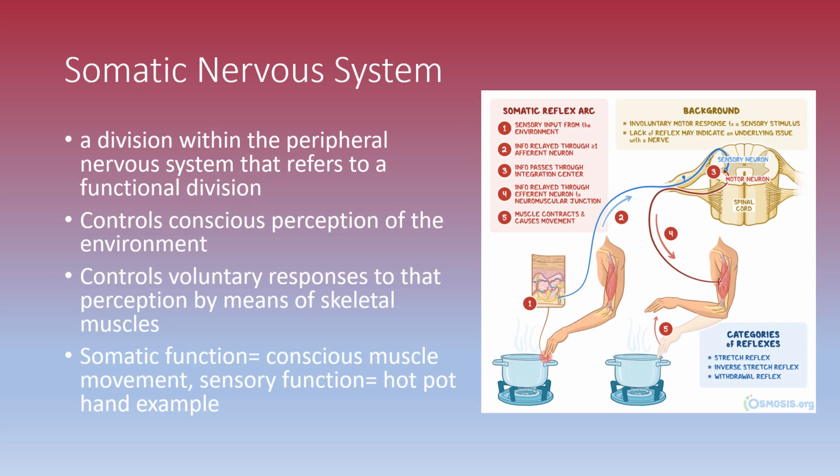The somatic nervous system is a division within the peripheral nervous system that refers to a functional division that controls our conscious perception of the environment and our voluntary responses to that perception by our skeletal muscle. Take this example of someone touching a pot. The person's hand receives sensory input from the pot that sends a signal to the brain saying, "Oh, this is hot." This information is passed through the integration center and through the efferent neuron to the neuromuscular junction. The person's body contracts and causes movement due to the stimuli, resulting in the person lifting their hand off the pot so they do not further burn themselves.